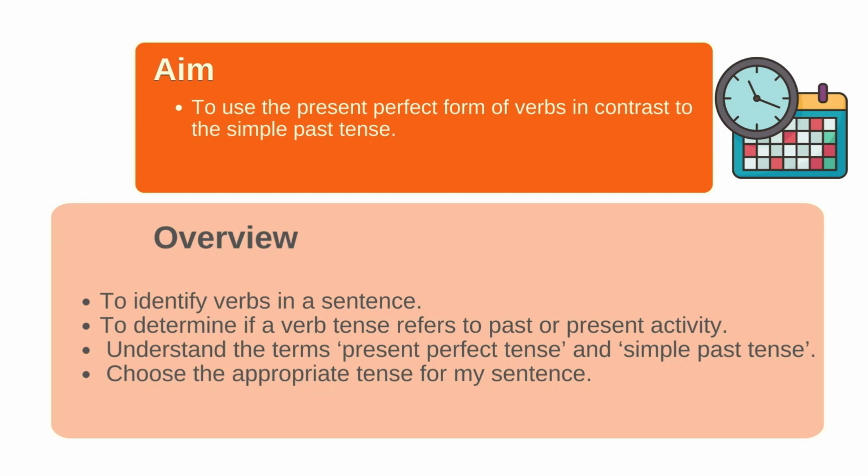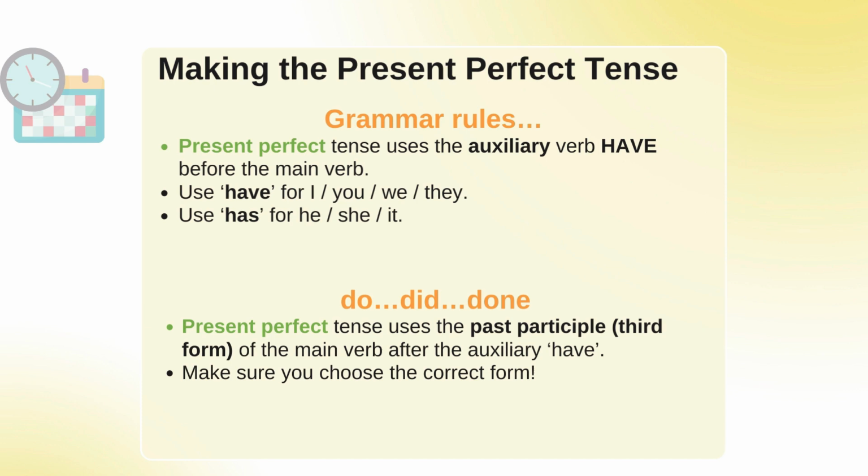Welcome to today's lesson. So first of all, let's look at the grammar rules, how we can make the present perfect tense. To make the present perfect tense, you have to use the auxiliary verb have before the main verb. We use have for I, you, we, and they. And we use has for he, she, and it.